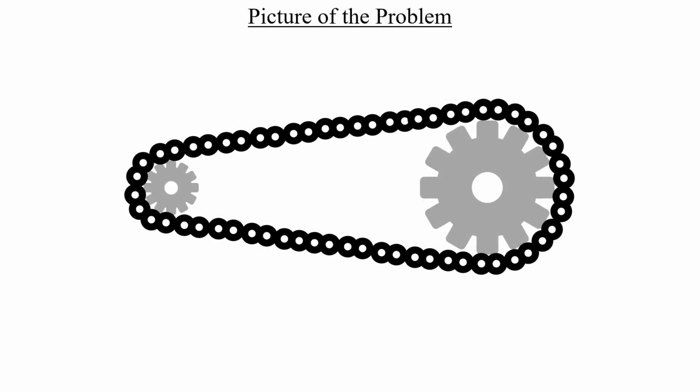Here we have the front sprocket of the bike located on the right and the rear one on the left, with this bike chain wrapped around them. Let's call the radius of the front sprocket capital R and the radius of the rear sprocket lowercase r. When we pedal forward on this bike, it will cause the front sprocket to turn with an angular velocity in this direction, which will also cause the rear sprocket to turn in the same counterclockwise manner.